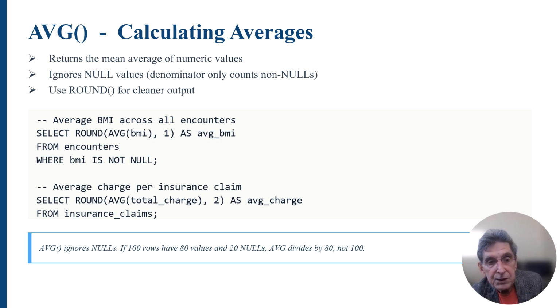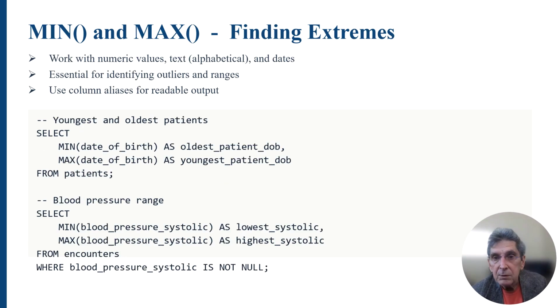Now the first example of these two calculates the average BMI across all encounters with a where clause filtering out the nulls explicitly. While average already ignores the nulls, the explicit filter here is a good practice for better clarity. And the second example calculates the average charge per insurance claim, rounded to 2 decimal places for proper currency formatting. 2 really good examples. What about min and max?